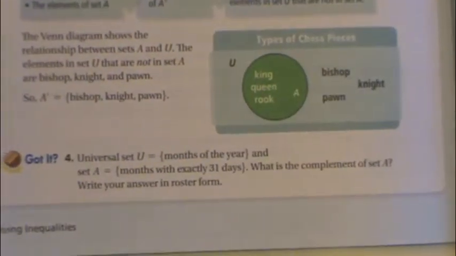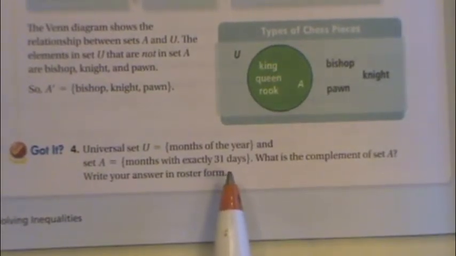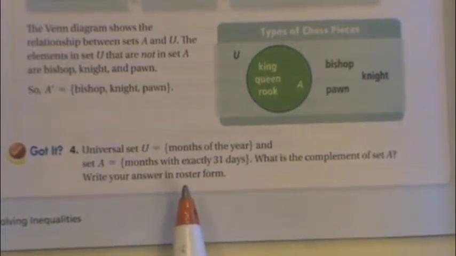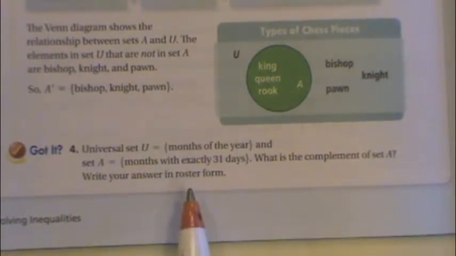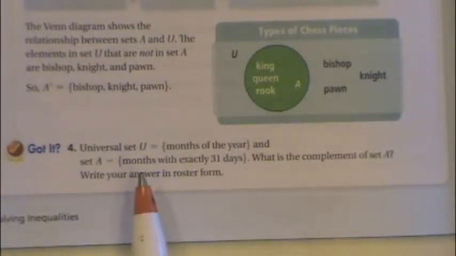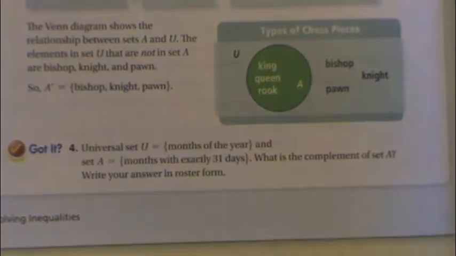Universal set is months of the year. That's something we can all handle. And set A is the months with exactly 31 days. What is the complement of A? And write your answer in roster form. Phew, not set builder notation. So while you guys try and remember the rhyme, how's it go? 30 days has September, April, June, and November. All the rest have, that's right, 31, except for February. And you go back and play that again until you get that list down, and then we'll check in our notebooks.